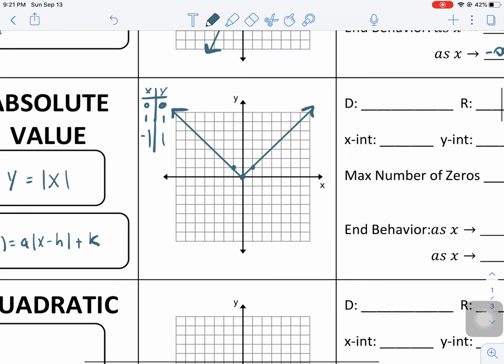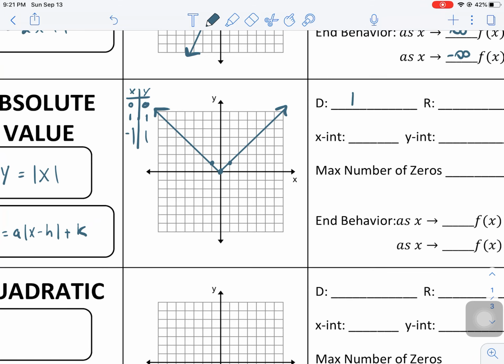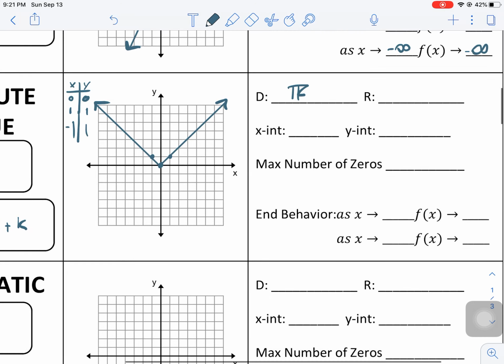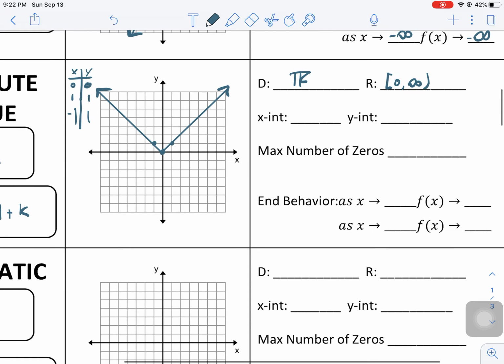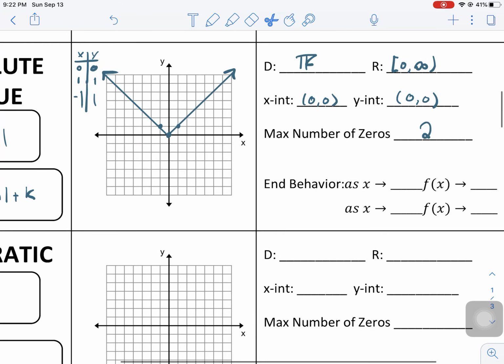So the domain for the absolute value function is all real numbers. The range of this is going to be from 0 to positive infinity. The x-intercept here is (0, 0). The y-intercept is (0, 0). The max number of zeros in this case is actually 2.